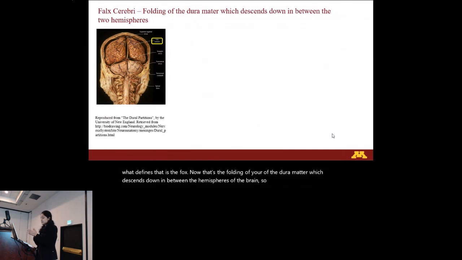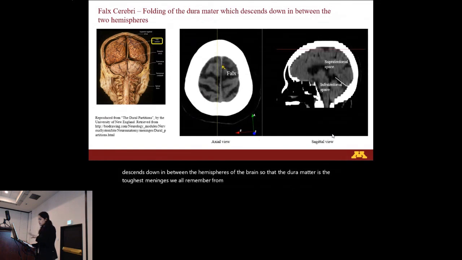So the dura mater is the toughest meninges we all remember from biology, and how that looks on CT is like this. You can see it bright and right in the middle of the axial view, separating your hemispheres. And it's often bright and gets more calcified as patients age. So it's used in defining the ideal midline and patient orientation. Now, anything above the tent-like structure that you see in this image on the left is called the supratentorial brain, and anything that's below it is the infratentorial brain.